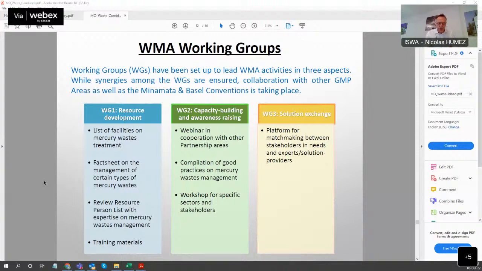And the fourth one is to try to provide training materials based specifically on the fact sheet and on the catalog that has already been published and updated in 2021, I think.